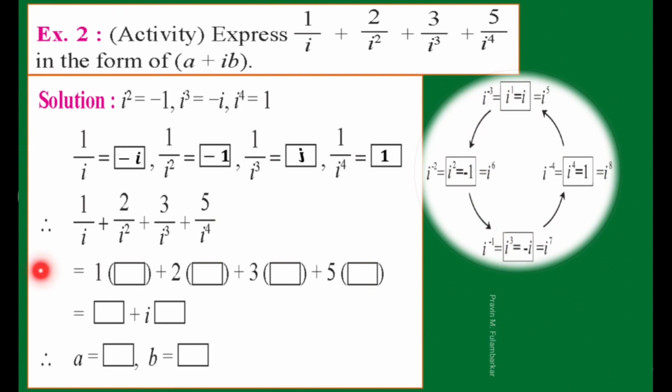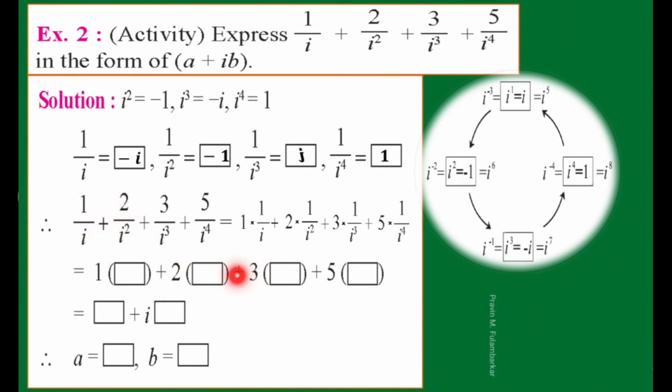Now here we write, we have to find 1 upon i plus 2 upon i square plus 3 upon i cube plus 5 upon i raised to the power 4. But values are given in the form of 1 into, 2 into, 3 into, 5 into. That means 1 into 1 by i can be written here, 2 into 1 by i square, 3 into 1 by i cube, and 5 into 1 by i raised to the power 4 can be written. So we write those terms first here.